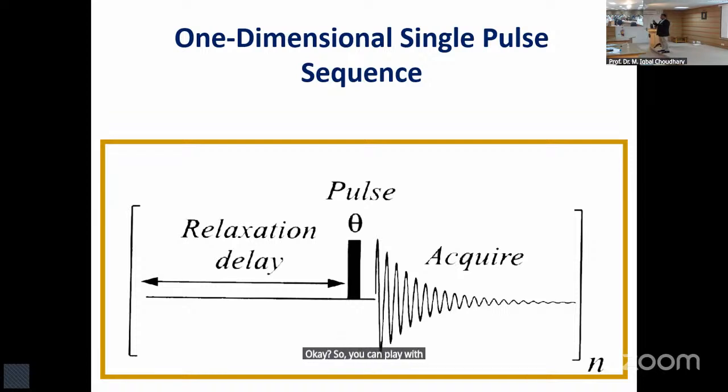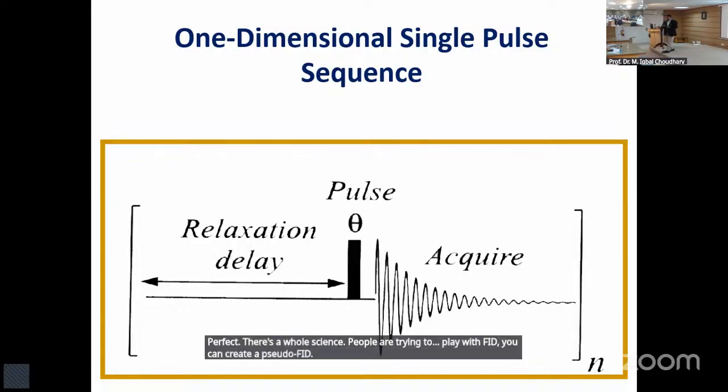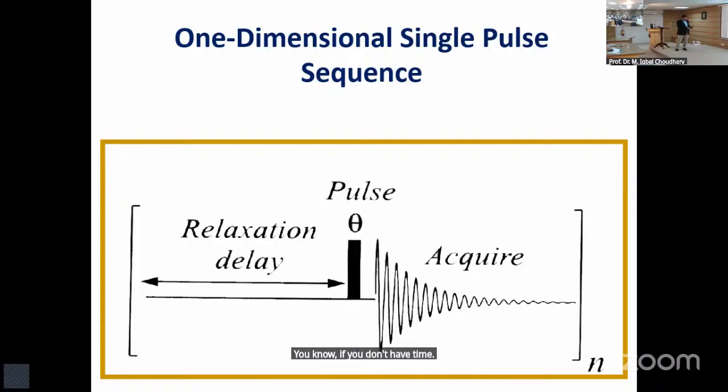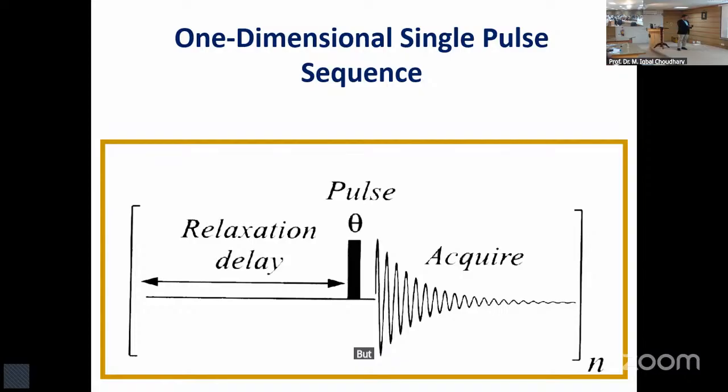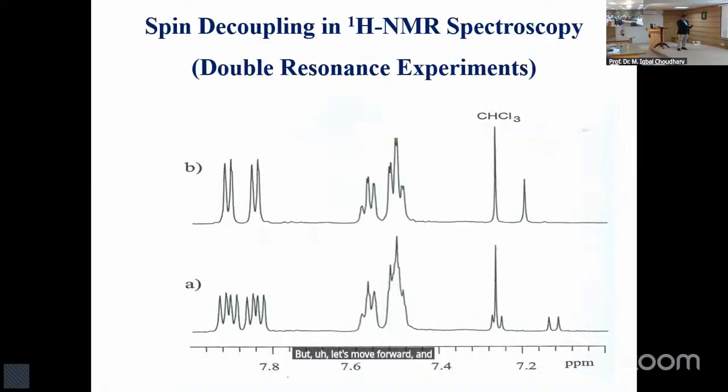It's called apodization. There's a whole science. People are trying to play with the FID. You can create a pseudo FID. If you don't have time, you just truncate here and create the tail by yourself, an expected tail, a simulation. So a lot of mathematical processes were developed which can improve the signal to noise ratio. I can at some point have a separate lecture on apodization. But let's move forward.